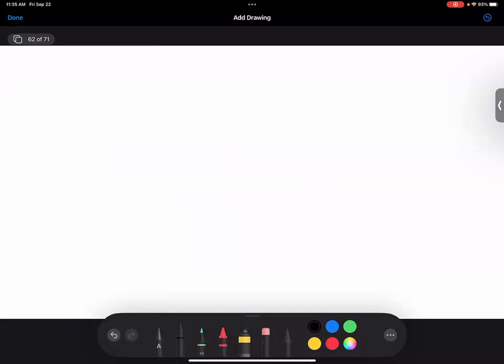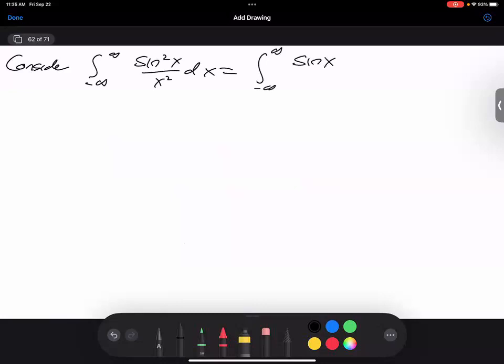Okay. So completely explicit. Let's consider the integral from minus infinity to infinity of sine squared x over x squared dx, which after integrating by parts is the integral of sine of x over x dx. I'll leave that as an exercise for you to do. We just have to evaluate this integral. There's a couple of ways we can do this.